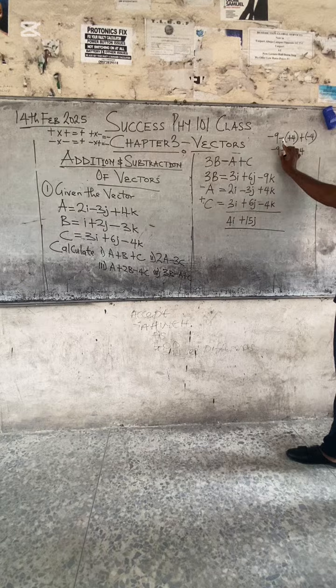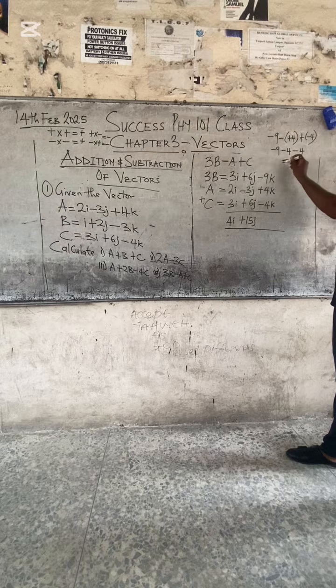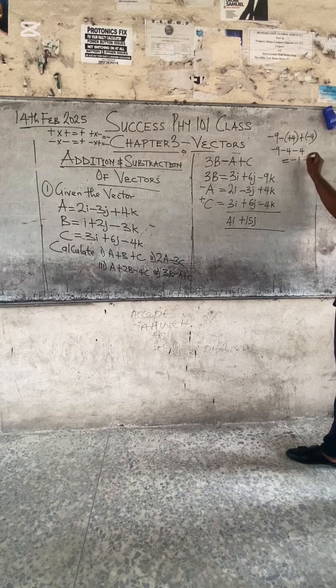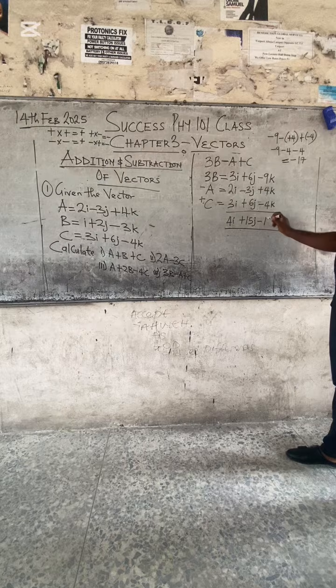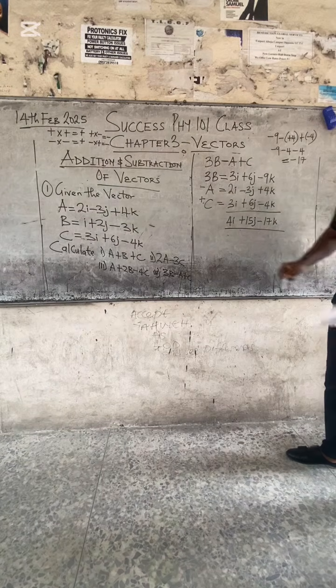Class, as we said, minus times plus is minus. Plus times minus is minus. Minus 9 minus 4 minus 4. Use your calculator in case you are not sure how to do it. It is minus 17. That will be minus 17k. So class, this is 3b minus a plus c.